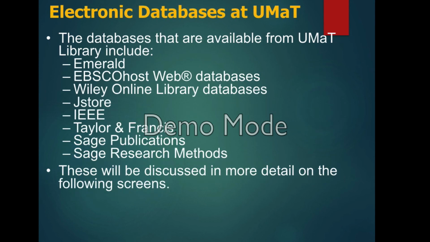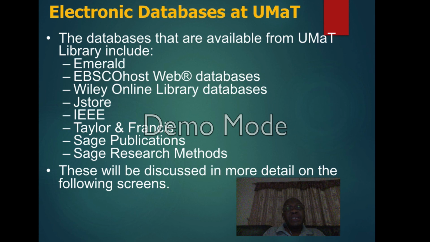The databases that are available from UMaT Library include Emerald, EBSCO, Wiley Online Library Database, JSTOR, IEEE, Taylor and Francis, Sage Publications, Sage Research Methods. We have HINARI, very important databases, and then we have Research4Life that contains HINARI, ARDI, AGORA, and what have you. All these are under Research4Life. Research4Life is a free database that is made available to less developed countries up to middle level, depending on your economic base.